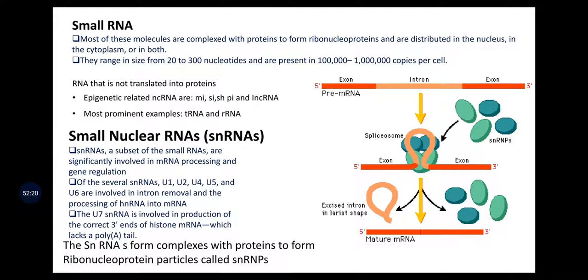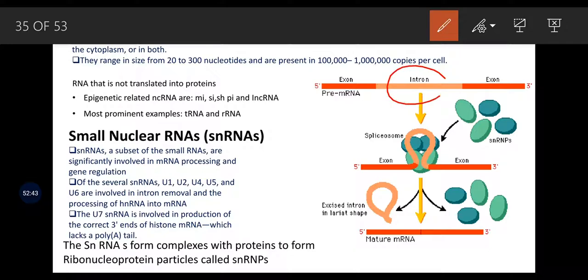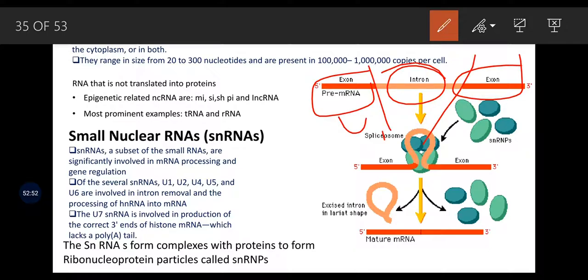Of several snRNAs, U1, U2, U4, U5 and U6 are involved in the intron removal and processing of hnRNA into mRNA. I have already discussed the formation of mature mRNA from hnRNA. In that process, what happens? The introns are removed and exons are joined together to form a mature RNA. To remove this portion, many units like U1, U2, U4, U5, U6 are involved, and with the help of small nuclear RNAs only can the mature mRNA be formed.